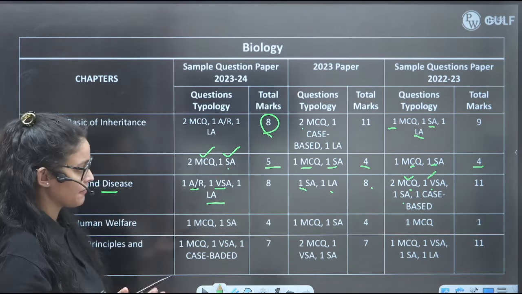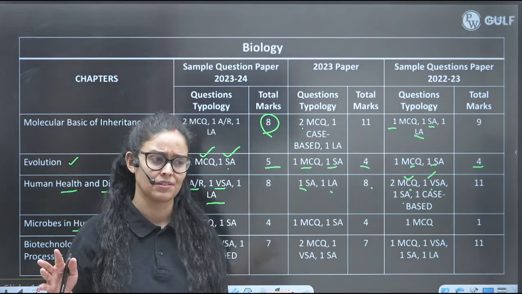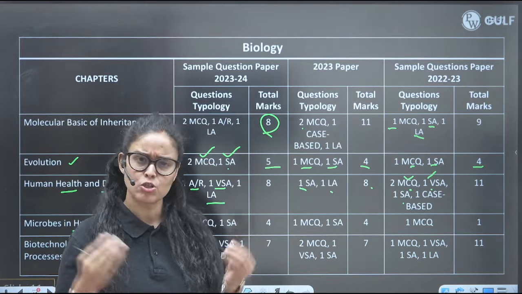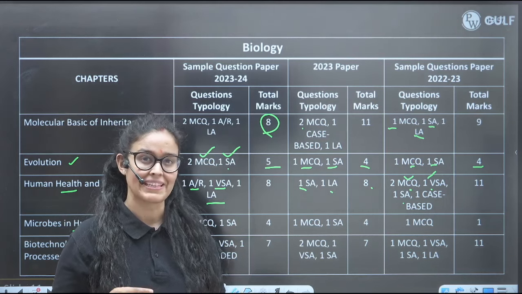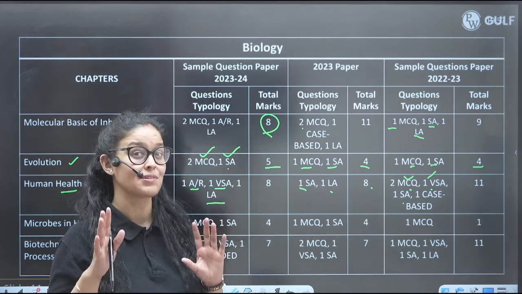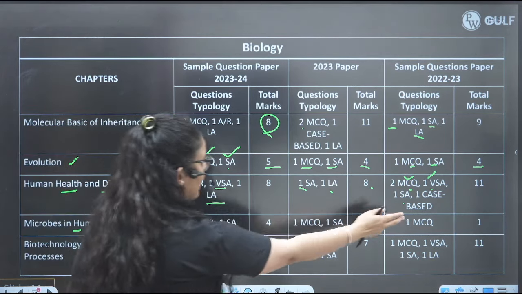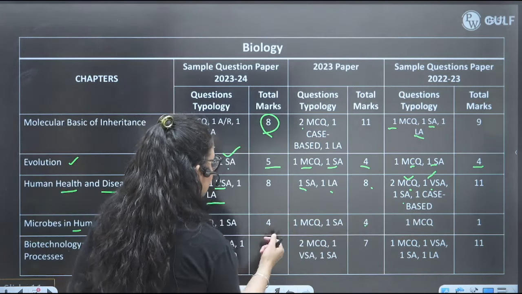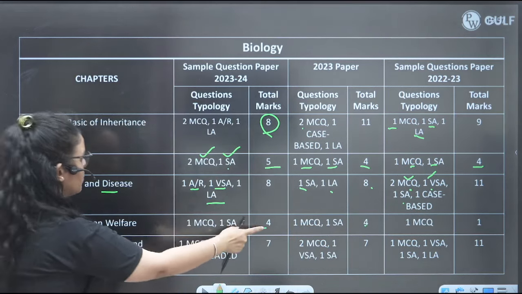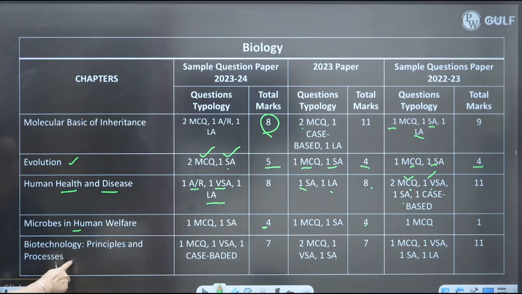Microbes in human welfare is a direct chapter, totally knowledge based, right? So you have to learn all the names here very nicely. This chapter gives you free marks. But just see, last time in 22 they asked 1, in 23 they asked 4 questions, and this year also in sample papers they have asked 4 questions.